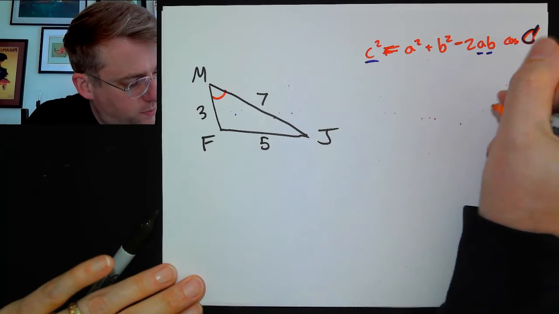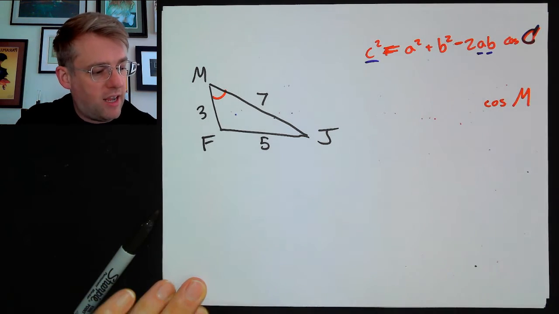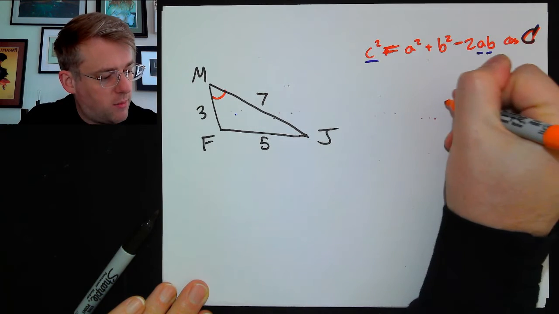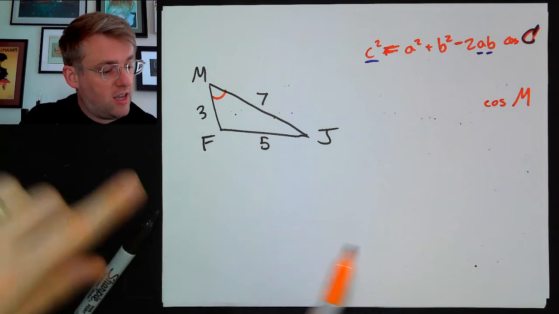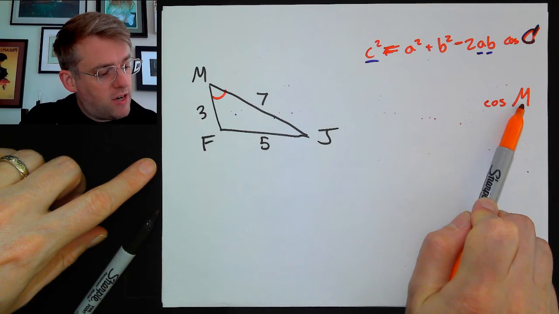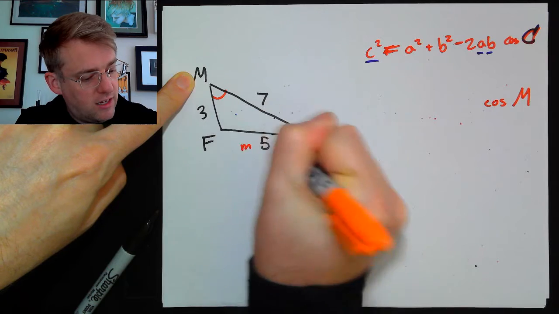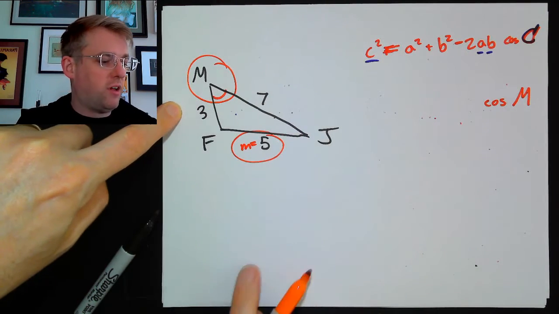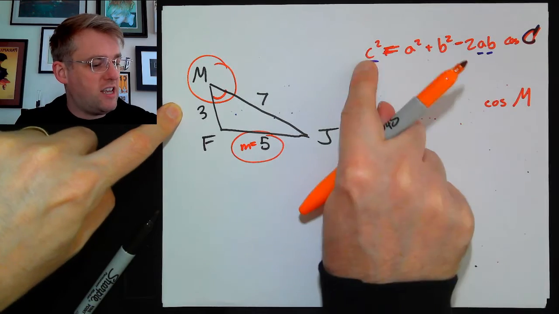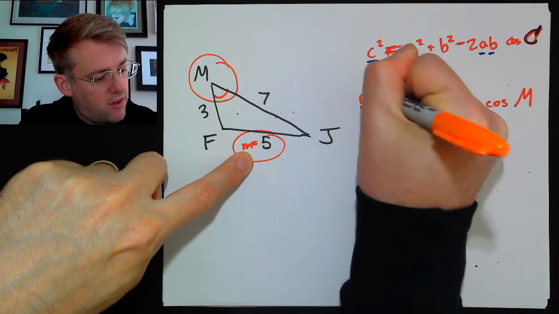So if I want to know angle M, I'm going to end up with the cosine of M at the end of my equation. And the rest of this I just need to plug in appropriately. So the measure of angle M is going to be across from side little m. 5 and our unknown variable are the important pair that's going to replace c and C. M is 5 squared.